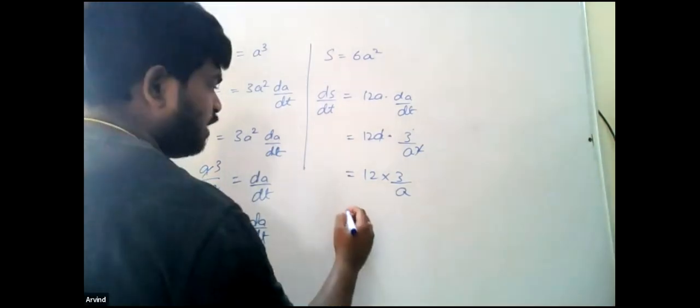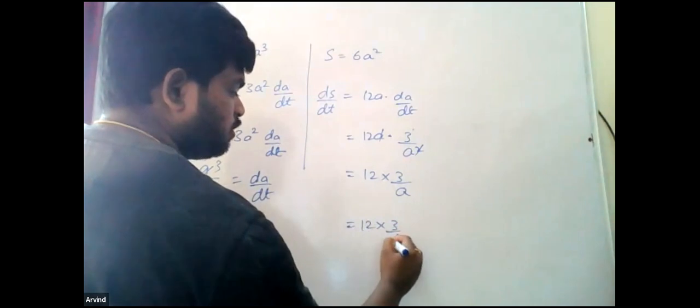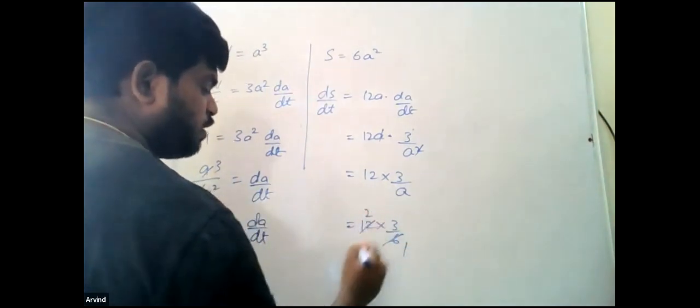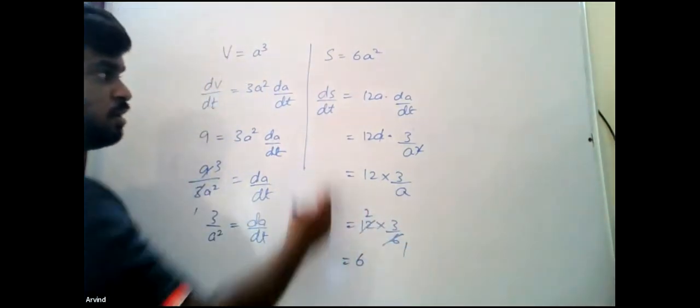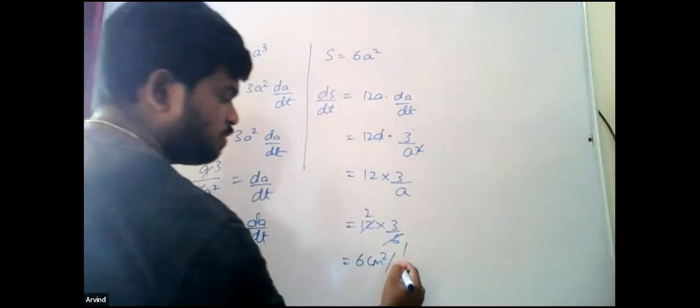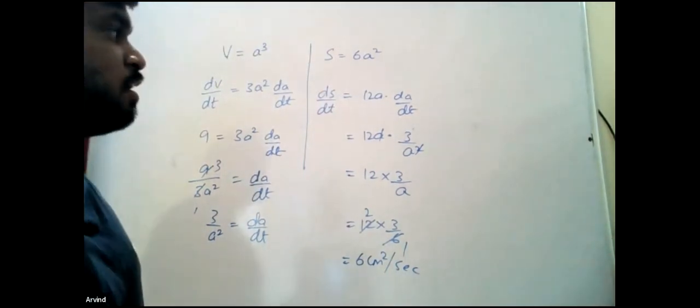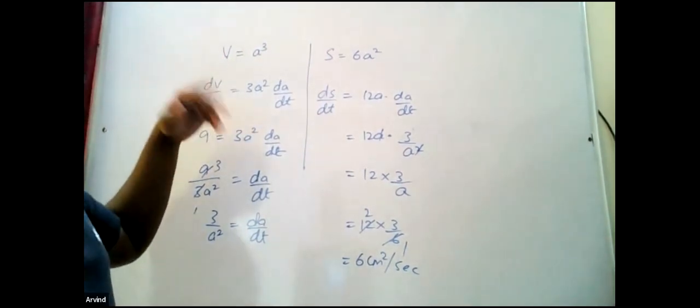So what was the value of a? The value of a was 6. So if you substitute 6 here, 6 ones are 6, 6 sixes are 36, so it is 6. The unit of surface area is centimeter square, divided by per second. So 6 centimeter square per second. That will be the change in surface area. So very simple. You are differentiating with respect to time, so you have to be very careful.